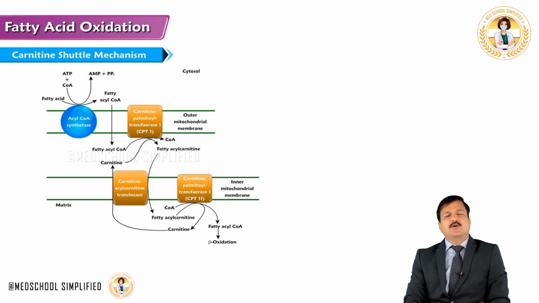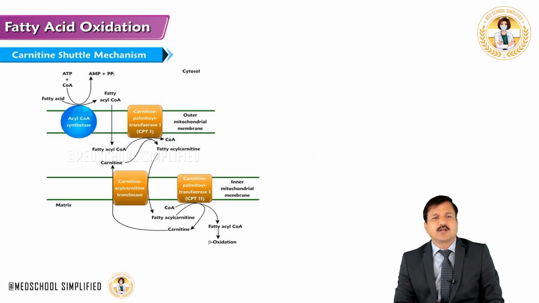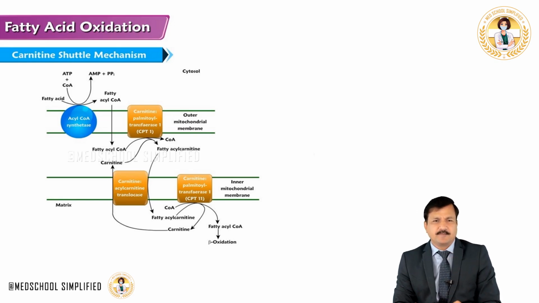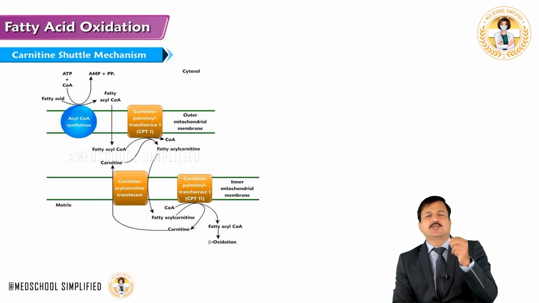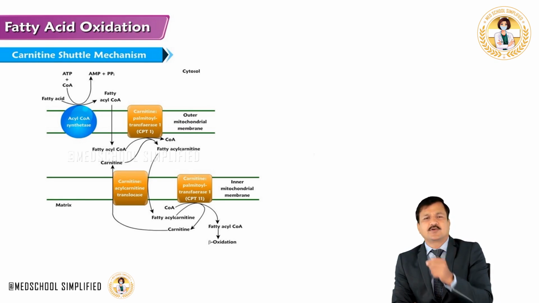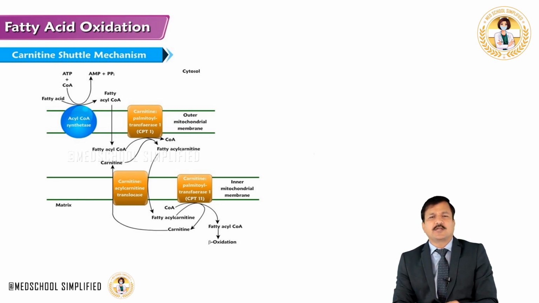As you can see here, over the outer mitochondrial membrane there are two enzymes. One is acyl-CoA synthetase, which is a long chain acyl-CoA synthetase, because we are looking at transport of long chain fatty acid across the mitochondrial membrane. The long chain acyl-CoA synthetase is going to add CoA to a long chain fatty acid to make it long chain acyl-CoA. Now this long chain acyl-CoA passes through the outer mitochondrial membrane into the intermembrane space.